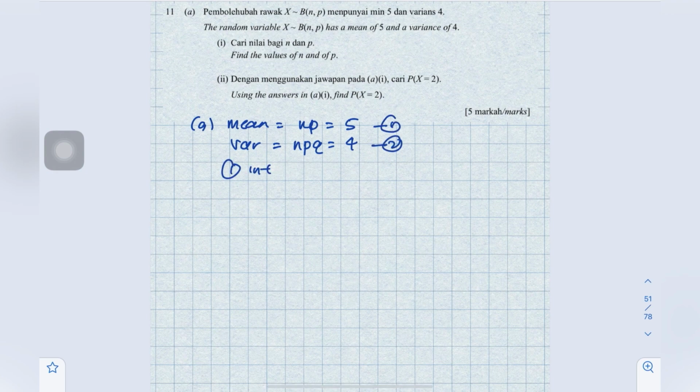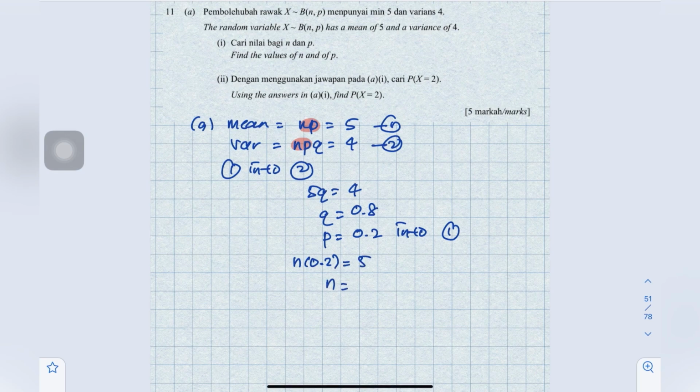So equation 2 divided by equation 1. This is np, this is np as well, so we substitute, which gives 5q equals 4. So q is 4 over 5, which is 0.8. Then we can find p, the probability of success, 1 minus q, which is 0.2. Into equation 1, we get n times 0.2 equals 5. So n is 5 over 0.2, which equals 25.